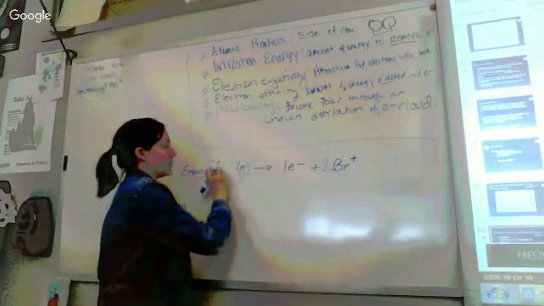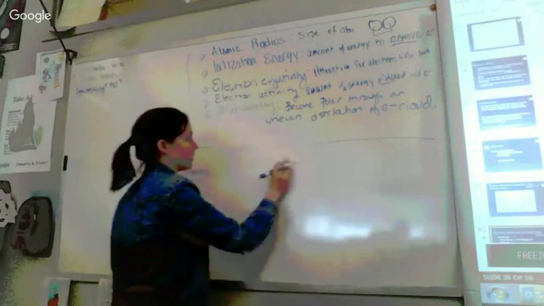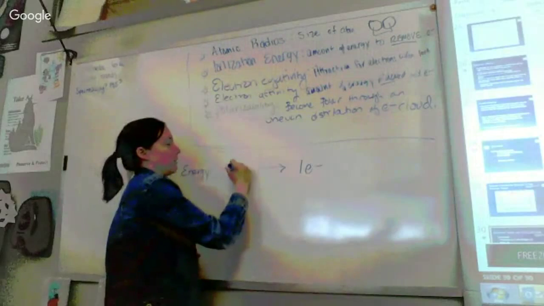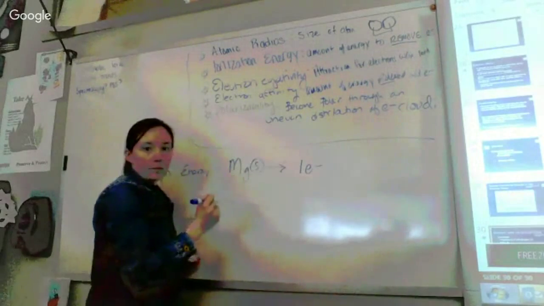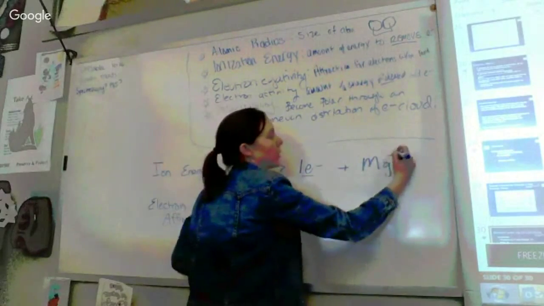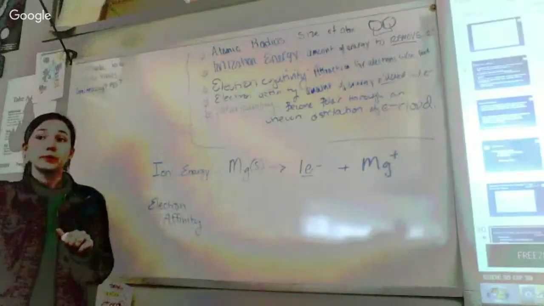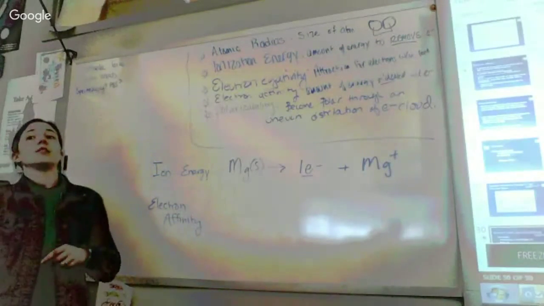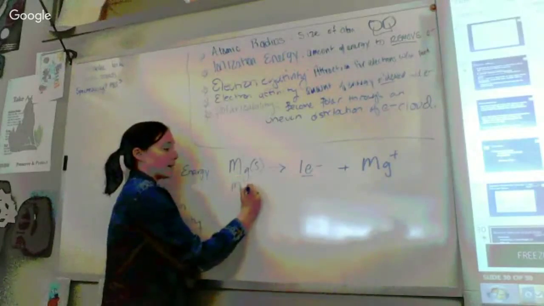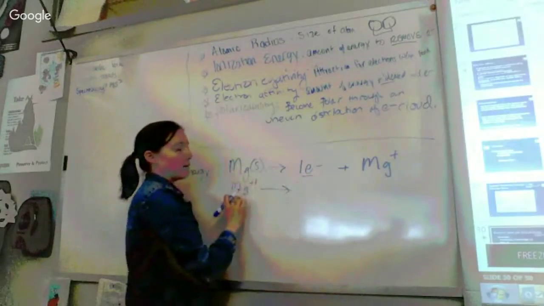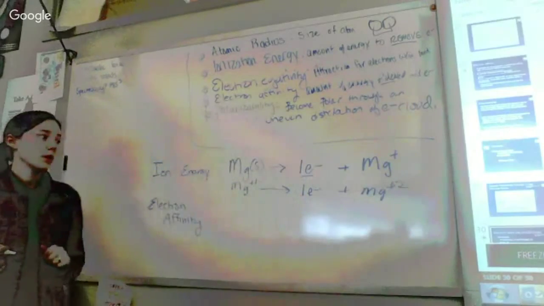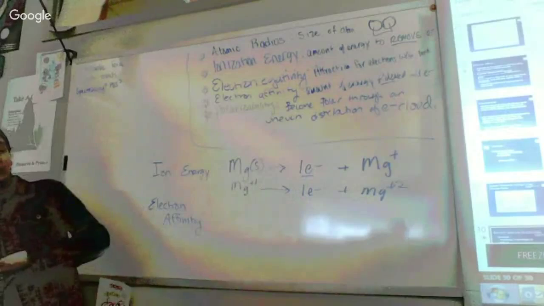That would be one, but it's a bad example because it's not likely to show that. If it's going to lose an electron, it's more likely to be a metal. So let's imagine magnesium. In ionization energy, it's to remove one electron, so this becomes magnesium with a +1 charge. Magnesium is likely to lose 2 electrons, so you can also have the second ionization energy, where that first ion loses another one and becomes magnesium +2.